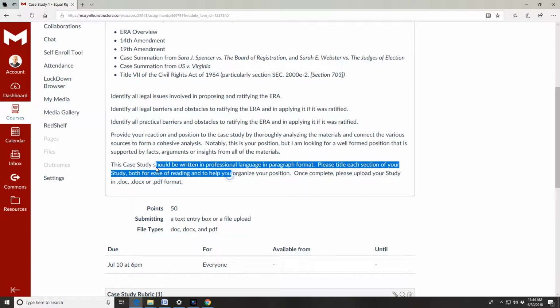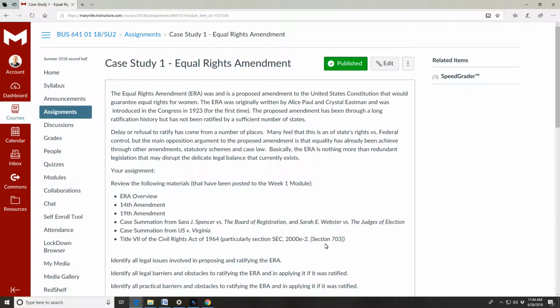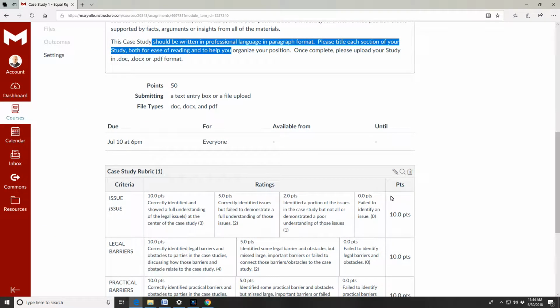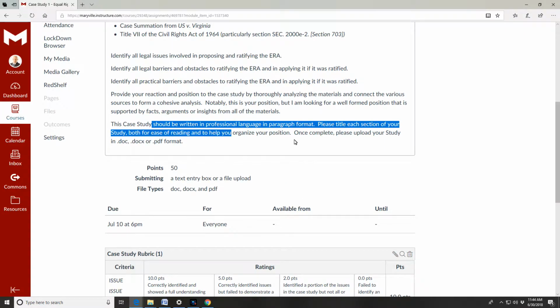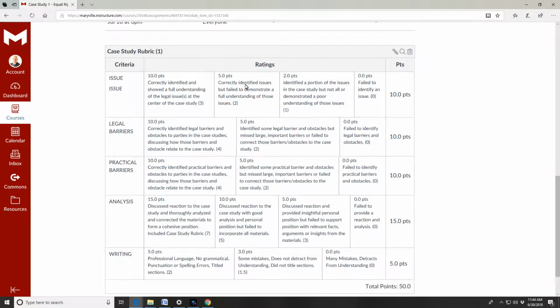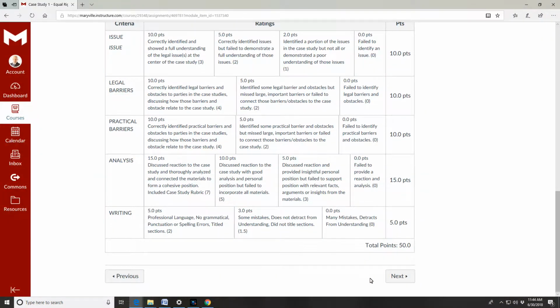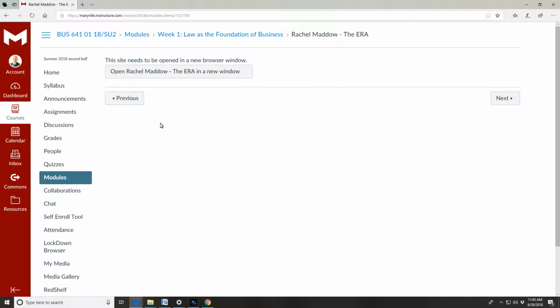And then the case study is a professional written paper, so put this in paragraph format, capitalization, grammar, punctuation, things like that. I apologize for what the video is doing right now. And then you're going to upload it. So there is a rubric of what I'm looking for, how things get graded, so there's no questions about how points get assigned. And you can literally walk through every single issue.